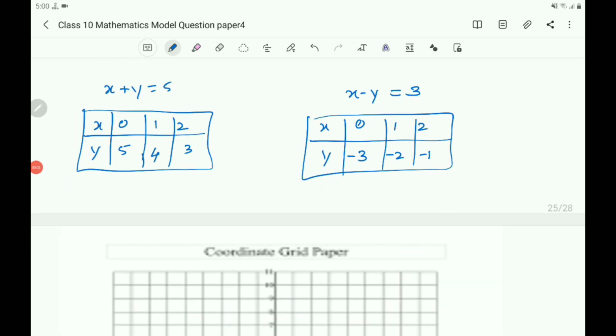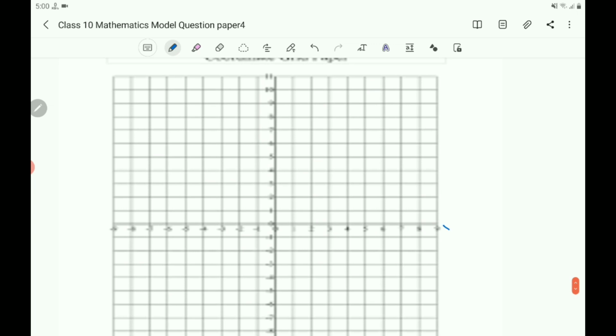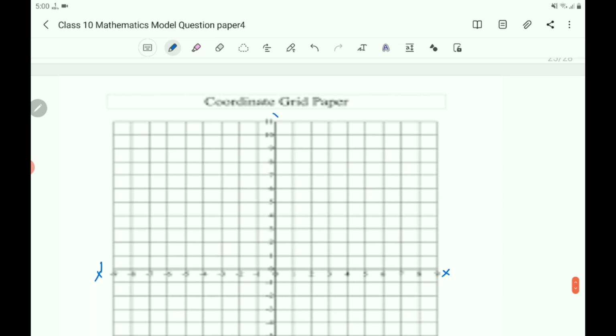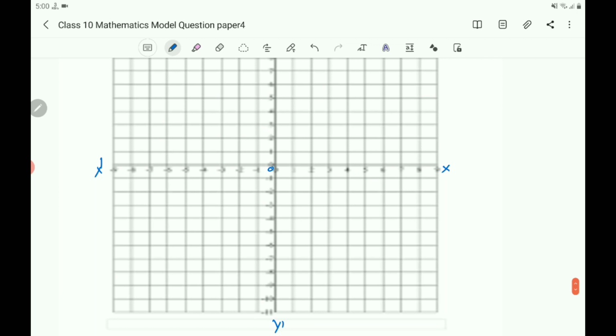Now let us come to the graph. You got the two equations and their coordinates. Now you draw the x-axis and y-axis. So this is x, x dash, and y, y dash, and this is the origin. These are the points 1, 2, 3, 4, 5, 6, 7, 8, 9. Here minus 1, minus 2, minus 3, minus 4, minus 5, minus 6, minus 7, minus 8, minus 9.